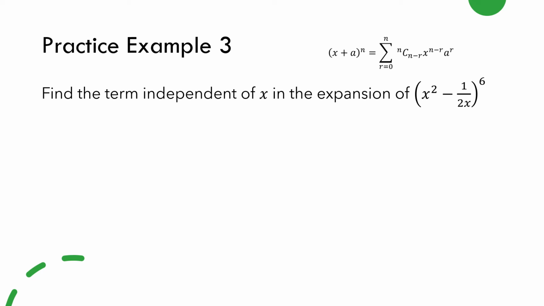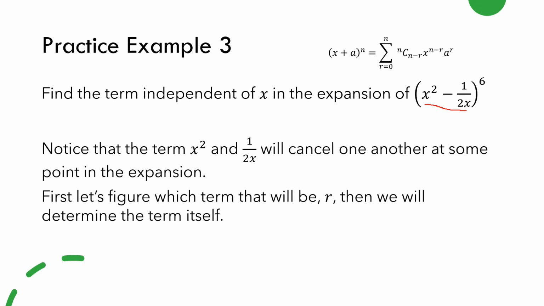Okay, last example. Find the term independent of x in the expansion of (x squared minus 1 over 2x) to the 6th. So notice here that x squared and 1 over 2x, when you're multiplying those two terms by each other in the expansion, eventually there's going to be a cancellation. So this 1 divided by x term will cancel out the positive exponent, and you'll get a term without x at all. So the first step is to actually figure out which term that is.